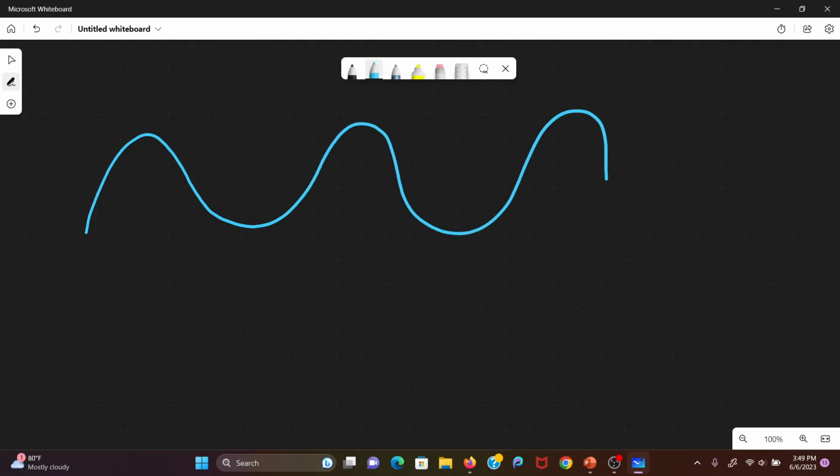This one's pretty easy too. It's just like a few cycles of a sine wave. 4 cycles of a sine wave. 1, 2, 3. Well, it's like 3.5 cycles of a sine wave, really. No, it's 4. I wasn't looking at this side over here.